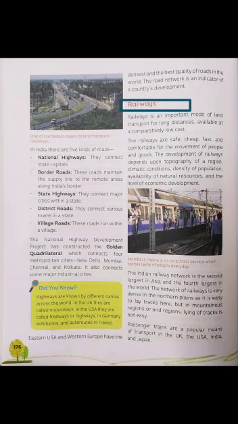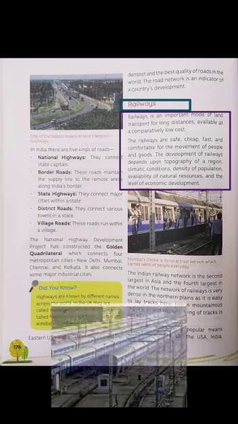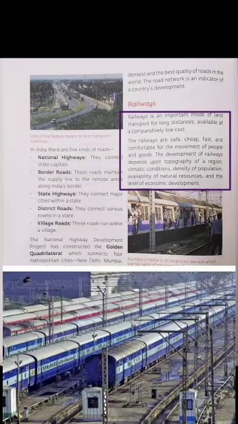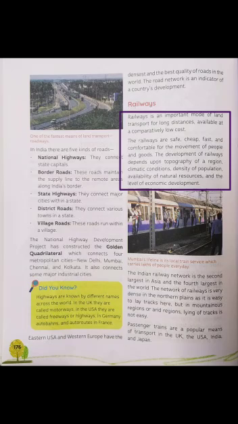Next, we will see railways, which are another part of land transport. Railway is the most important mode of land transport for long distances, as it is comparatively at a very low cost. Railways are considered safe, cheap, fast and comfortable for the movement of goods and services. The development of railways depends upon the topography of the region, climatic conditions, density of population, availability of natural resources and level of economic development.